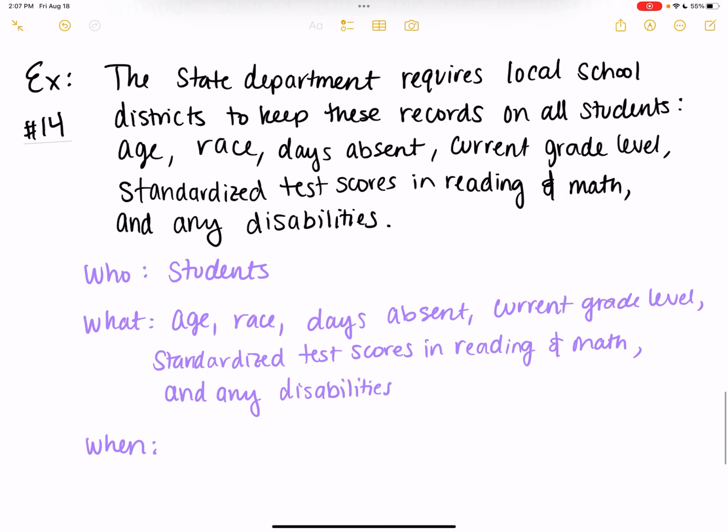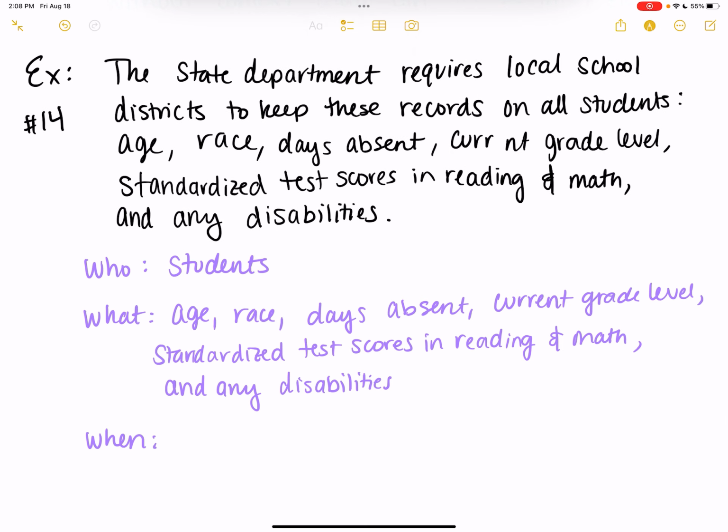All right, so next is when. Any ideas on this part? Unknown. Annually? Every day? I don't know. Sometimes you have to infer from something. Yearly, I feel like this would be a yearly thing. Oh wait, current. So it needs to be kept current. Okay. So sometimes you have to infer a little bit based on what the question says. So it needs to be kept current. Okay.